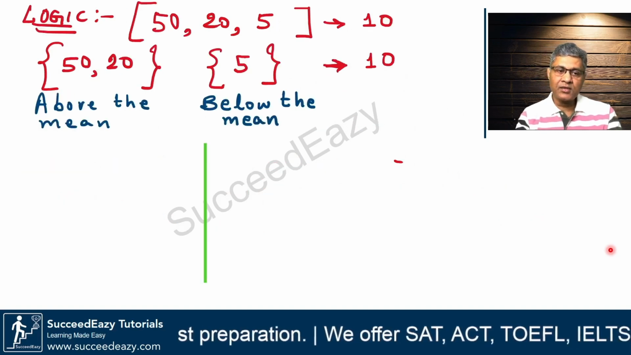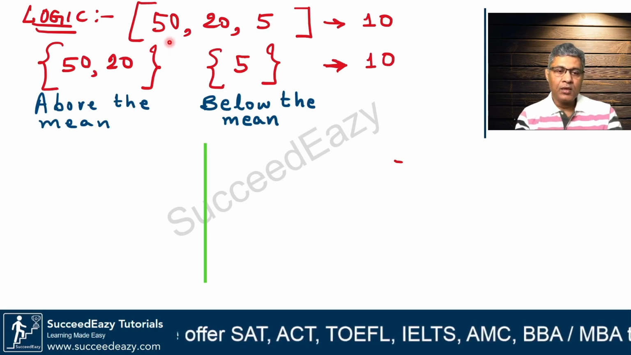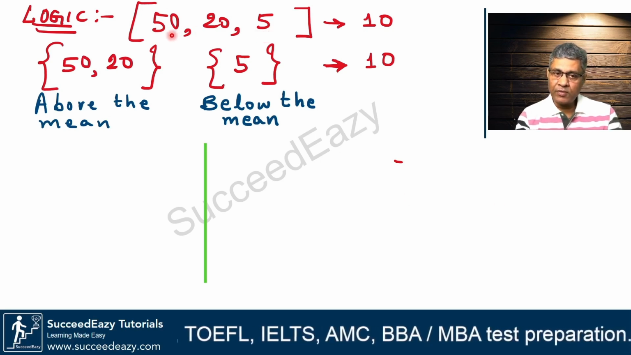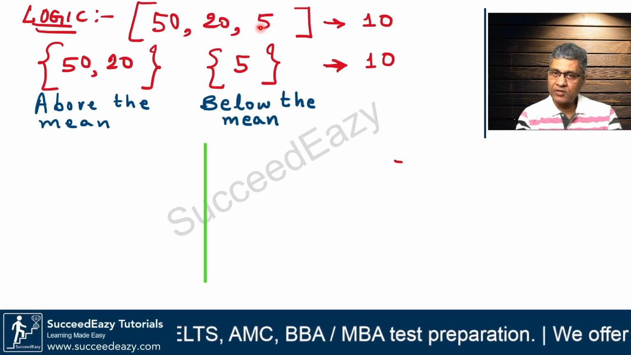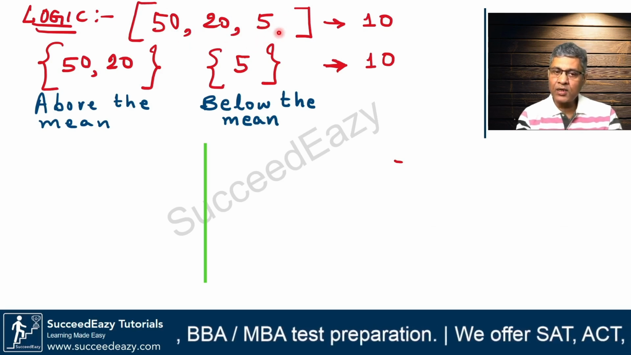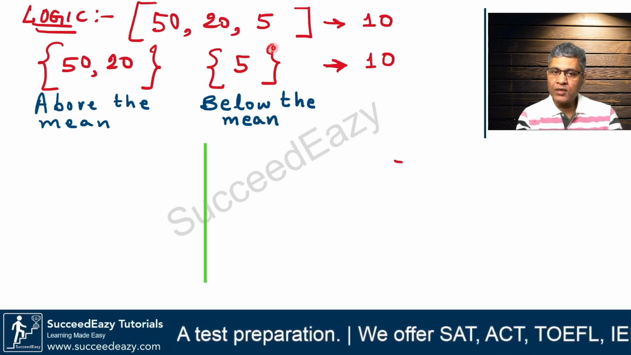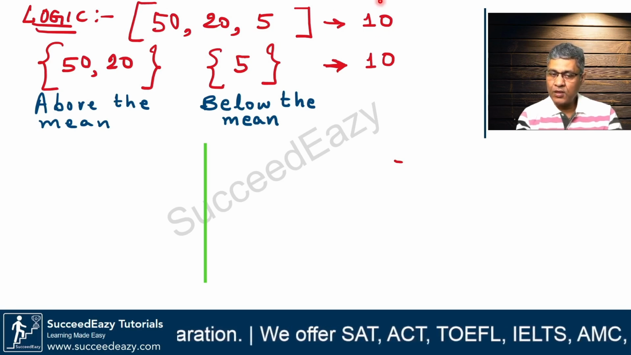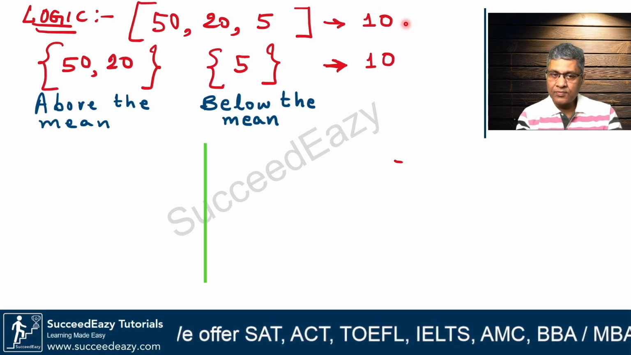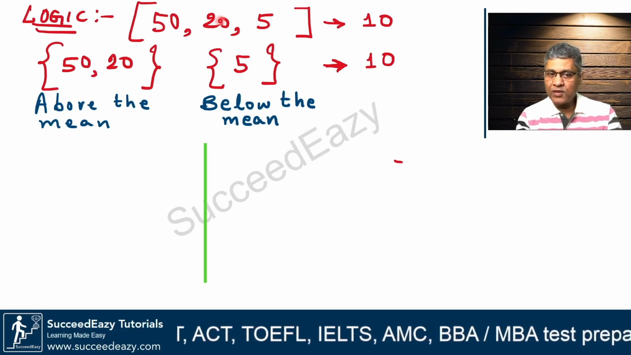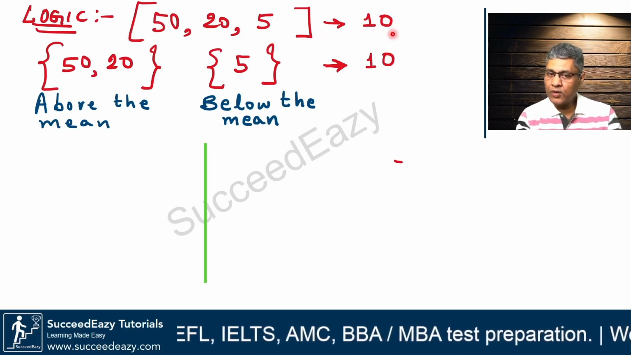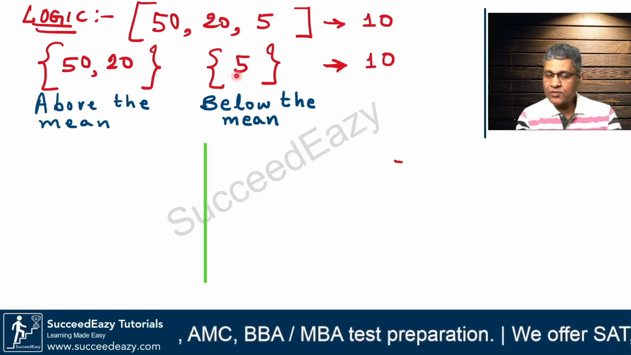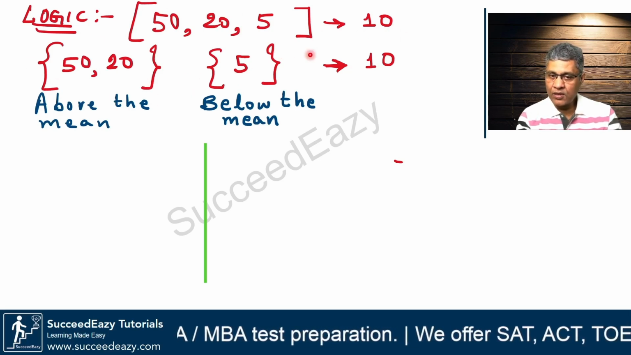Now let us understand the logic behind that method. See, there were three solutions, 50% strength, 20% strength and 5% strength. They were mixed to get a solution with mean concentration of 10%. So 10%, look at the values. 50 and 20 are above 10, 5 is below 10. So these are the two different groups that are working together to give you 10.